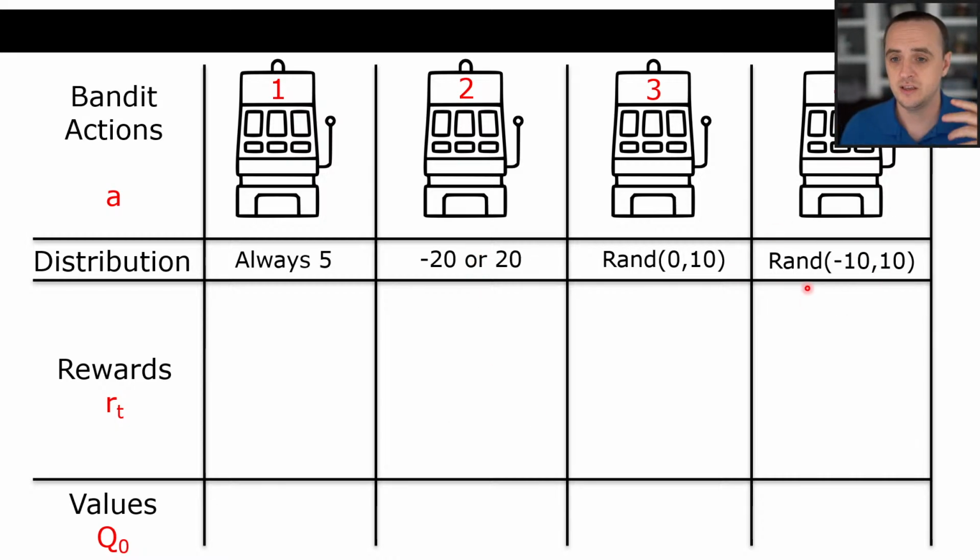So if I'm given the source code, if I'm given the distribution, I can mathematically know what Q star of A actually is, right? Because this is Q star of A. It's 5, it's 0, it's 5, it's 0. But I don't know that. I'm just listing it here for the slides.